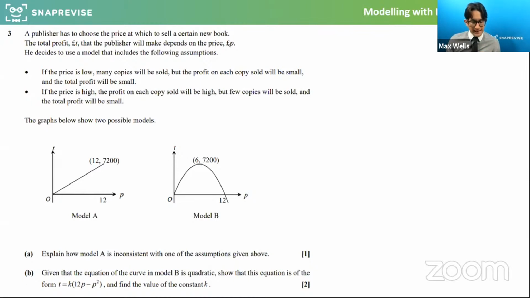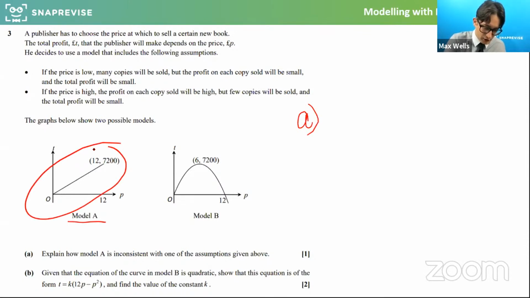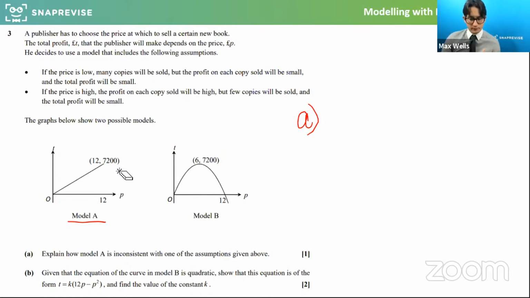Explain how model A is inconsistent with one of the assumptions given above. So look at the 2 assumptions and think, why would model A not work? Because perhaps it works for one of them. What is the problem with the model A? So model A here shows this sort of relationship between price and time. Can anyone see any obvious problems that break one of these assumptions?